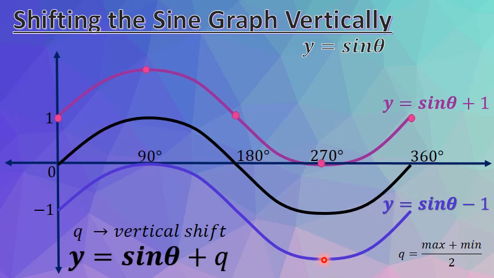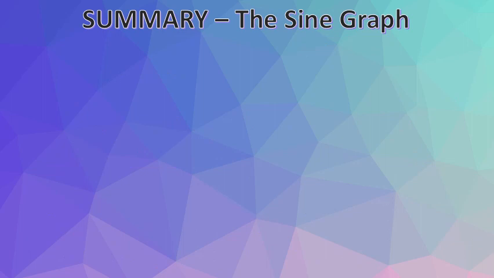What about the blue graph? Again, I'm going to lose marks, I didn't label my turning points. But you can see the top of the crest of the wave, the maximum value, is 0. Added to the minimum value of negative 2, 0 plus negative 2 divided by 2 gives you negative 1, which is the Q value. So there we have done vertical shifts. Are you ready to summarize this all and then jump into your homework?